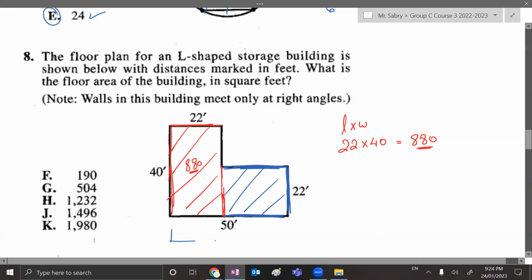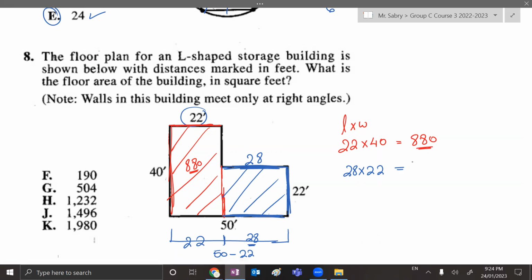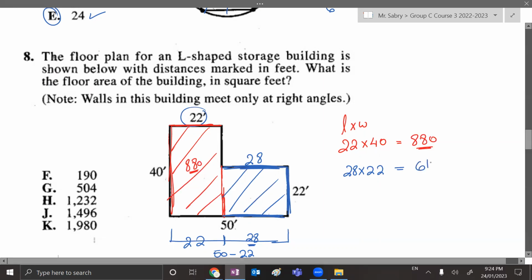We know that this whole side is 50, and that this part of it is 22. So until here, it's 22. What's the remaining part? I'll do 50 minus 22, and that would get me 28. So I know now that this length is 28. So then the area of this part is 28 multiplied by 22, which is a total of 616. So now I have the area of this part as well.